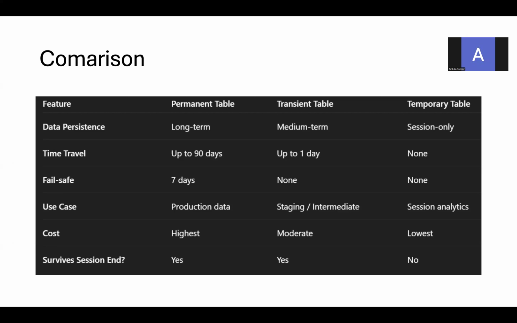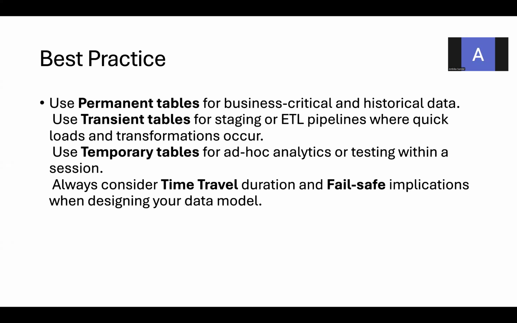So these are the main features of permanent, transient and temporary tables, and we should be very much aware of them because most of the objects in Snowflake data warehouses are tables. Use permanent tables for business critical and historical data. For highly critical business needs, and if I want to access data from a few years back, I have to go for the permanent table. Transient tables are for staging or ETL pipelines where quick loads and transformations occur. In the transient tables, only for the staging and intermediate layer of the ETL process, I'll be using this transient table. A fact and dimension table requires a permanent table.